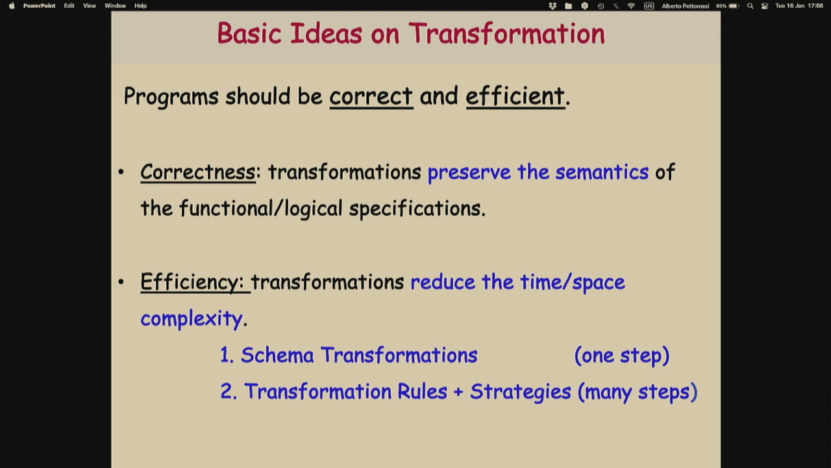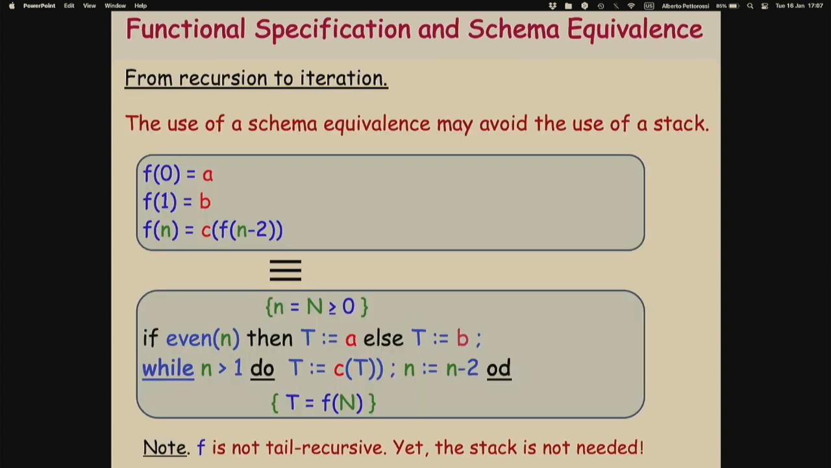One is the schema transformation. You mean this schema written for specification becomes this schema for the program. So you do it once and for all, and let us see an example. If you have the specification of the function f as given by these 3 equations, you know that by a theorem you have proved once and for all offline that this function f can be computed as the value of the variable t of this imperative program.